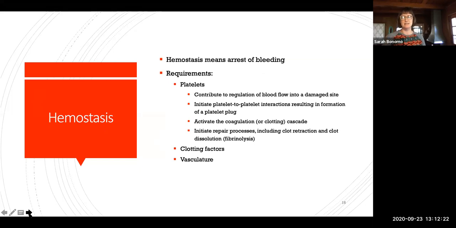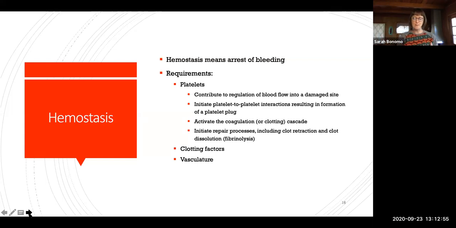Okay, hemostasis. This vocabulary word is important. It means arrest of bleeding, which means stopping bleeding. The whole purpose of hemostasis is that bleeding stops. In order to accomplish this, we need three components. Number one, we need platelets. Number two, we need clotting factors. And number three, we need appropriate vasculature. So we need vessels that work.